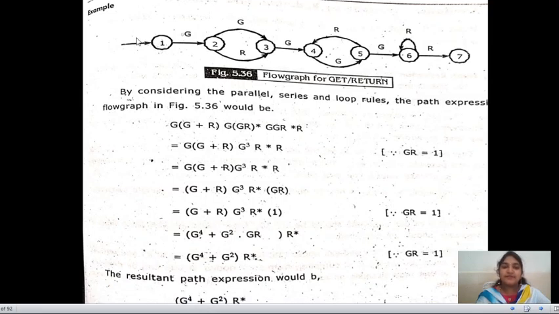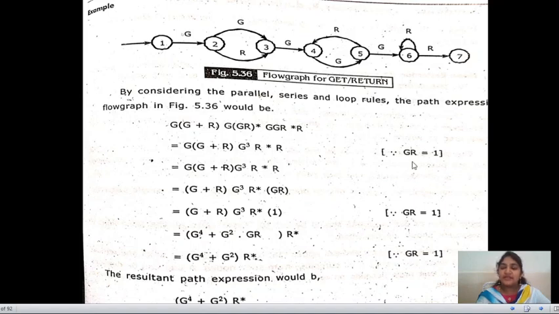So see this. This is the example flow graph which consists of entry node 1 and exit node 7. G means getting, R means return, and there is no operation for which it didn't take any operation. By considering this flow graph and reducing all the loops, parallel links and serial links, the path expression we will get is G into G plus R into G, GR star, GGR into R.